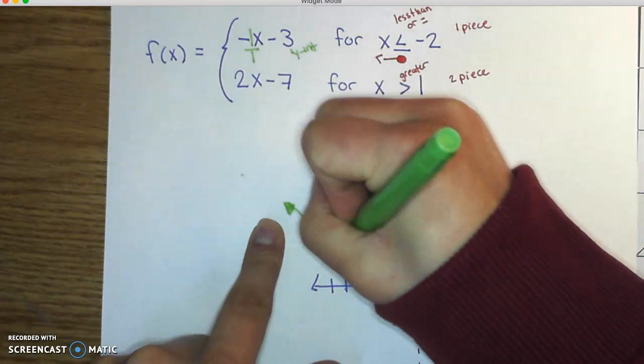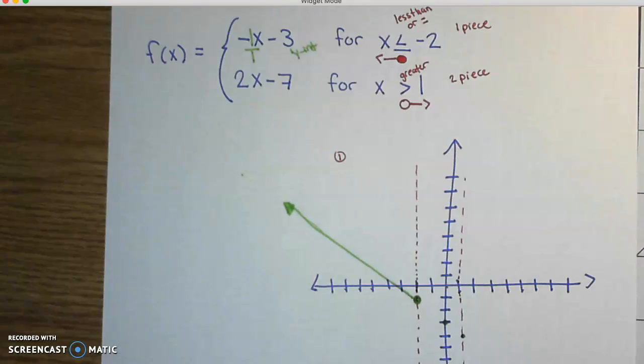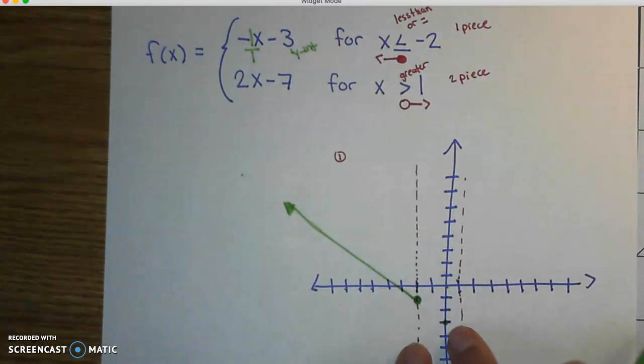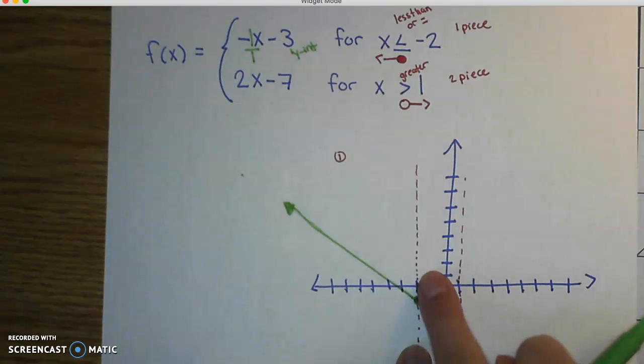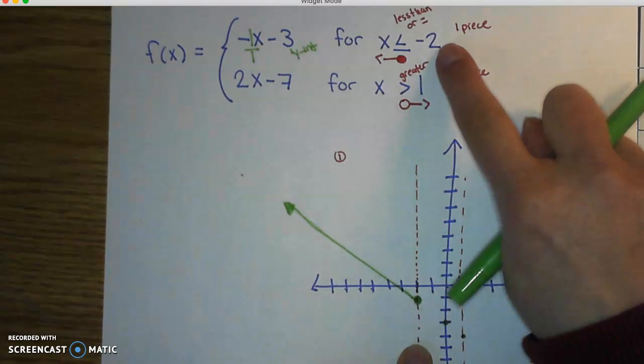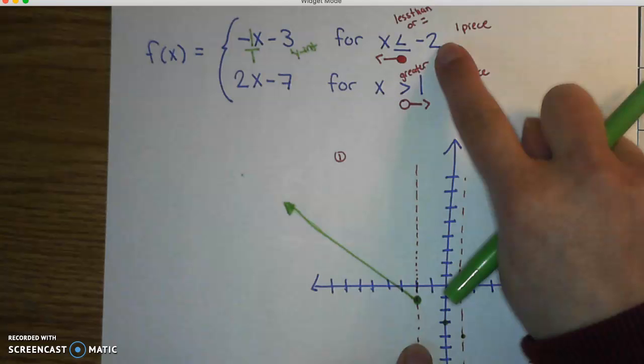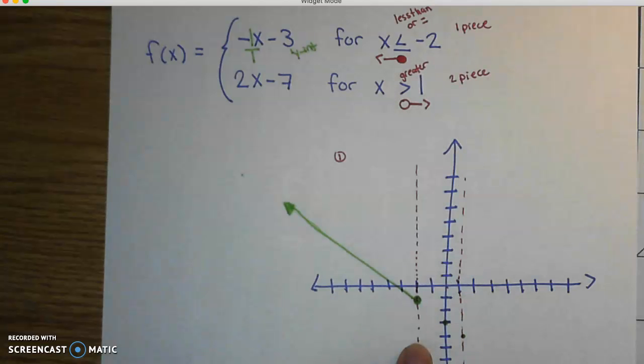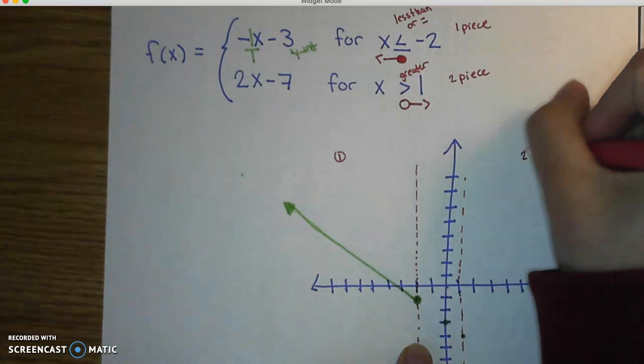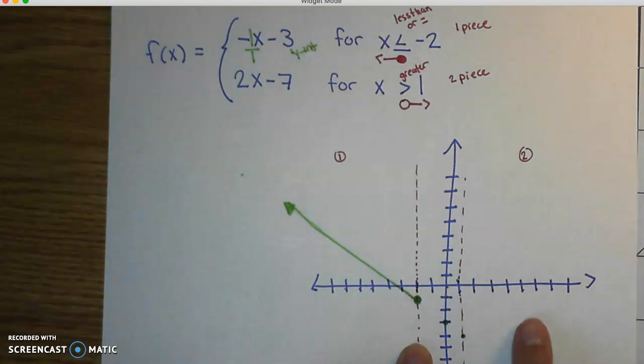All right. Will I have any line, any piece in the middle here? No, because this is less than or equal to -2. And then my second piece, my piece 2, is greater than 1, which is over here.